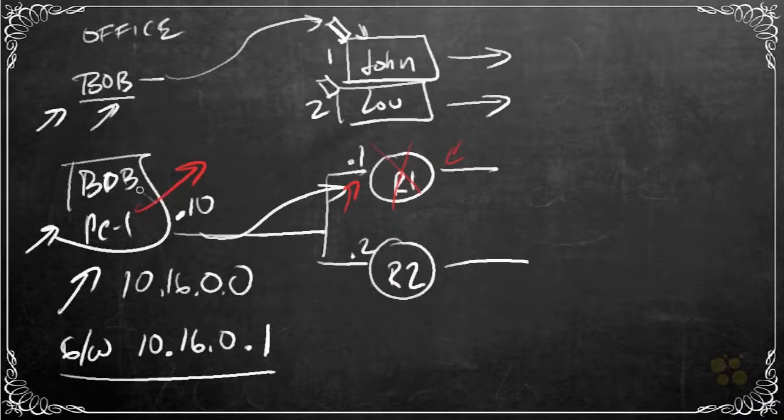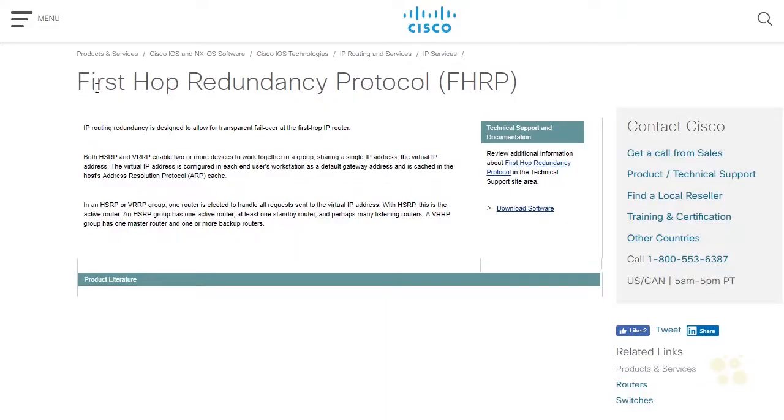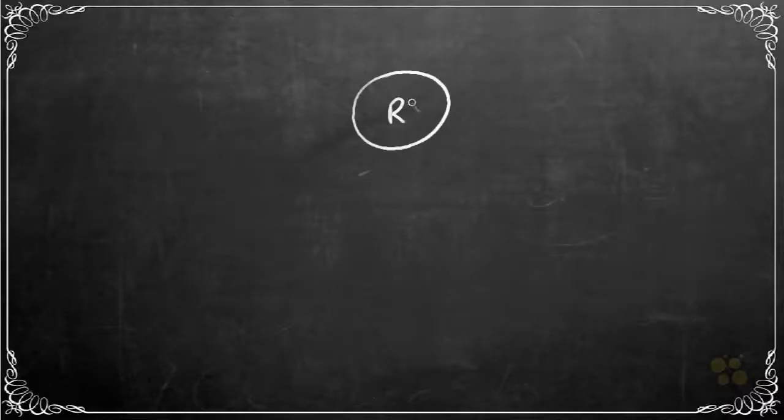Do we go to all our computers and put in 2 default gateways with a priority order, or what do we do? And one of the best solutions for this is an FHRP. And that stands for the First Hop Redundancy Protocol, FHRP. And the concept would go like this.